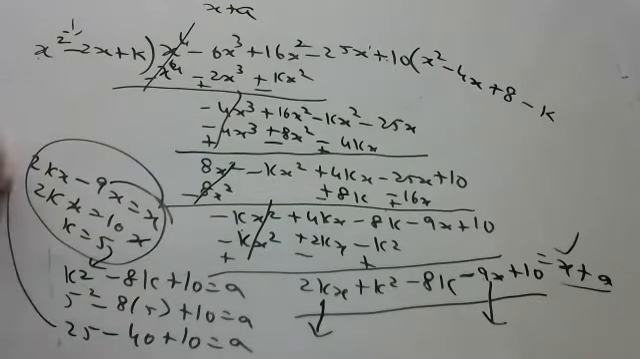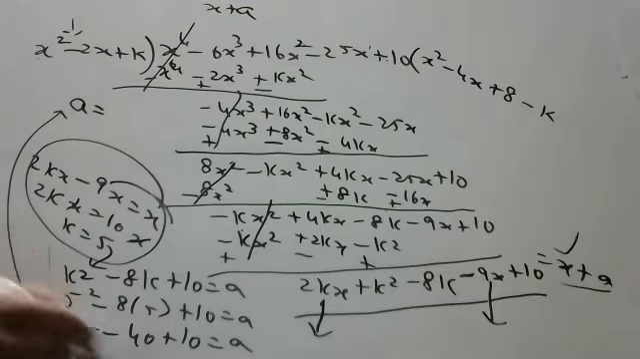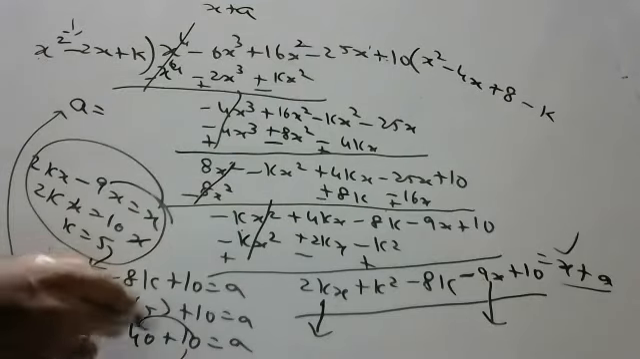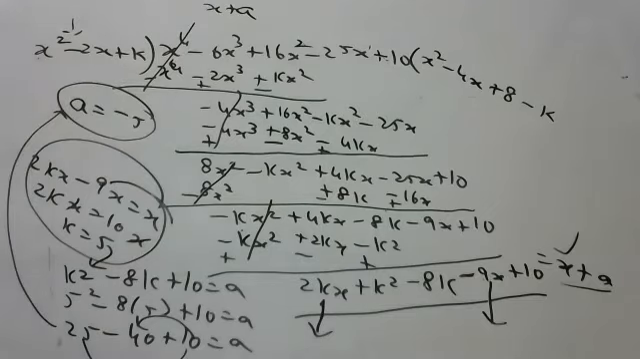Children, I am writing this up because there is no place down. So a is equal to 25 plus 10 is 35, 35 minus 40 is minus 5. Very, very important question, children: exercise 2.4, NCERT textbook, fifth sum. This is very, very important.